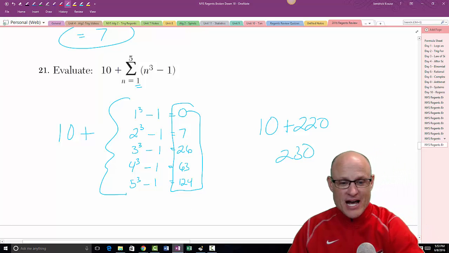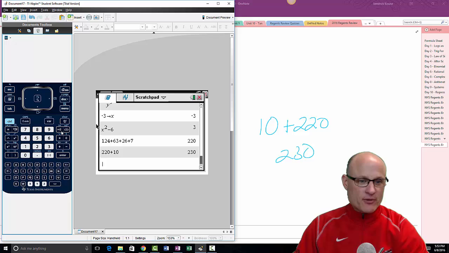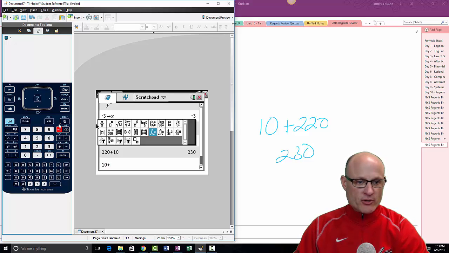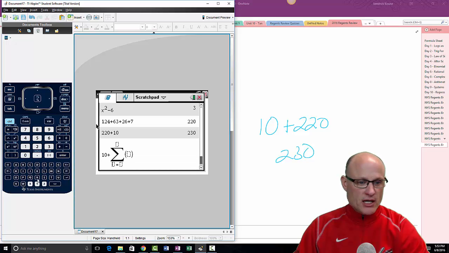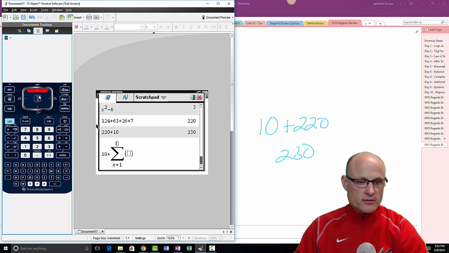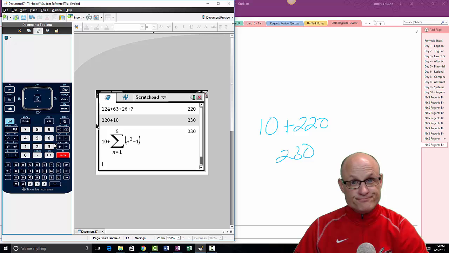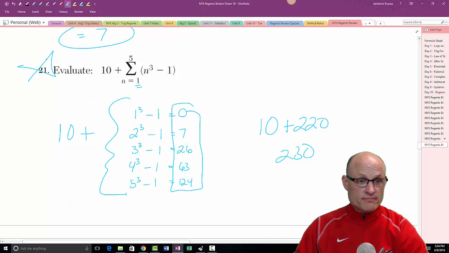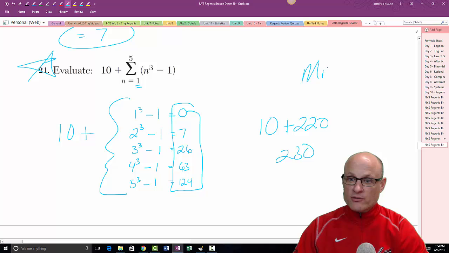You have to show that work, but how dumb would it be not to come over here and go, okay, we'll go to sigma. We'll go 10 plus, and we'll go in our sigma notation, enter, n from 1 to 5 of n cubed minus 1. N cubed, get out of exponent mode, minus 1. Star it. Mr. Krause rocks.